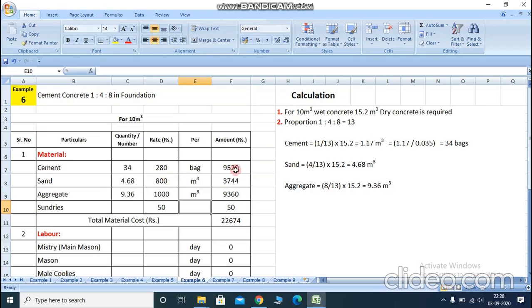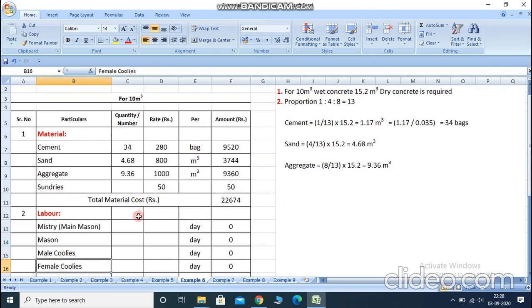So here the total amount: 34 multiplied by 280, we got the answer 9520. Then 4.68 multiplied by 800, we got the answer 3744 rupees. And 9.36 multiplied by 1000, we got the answer 9360, and 50 rupees as extra cost. So the summation of all four values, 9520 plus 3744 plus 9360 plus 50 rupees, we got the total answer 22,674 rupees as the material cost. So the total material cost is calculated.